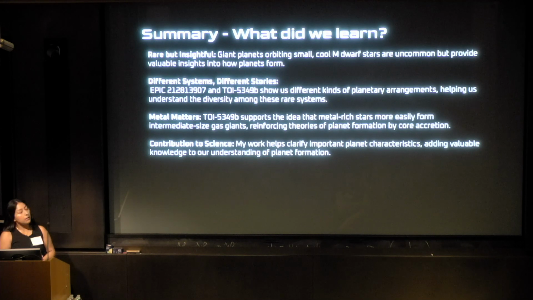So what did we learn? Giant planets orbiting small stars like M dwarfs are rare, but they teach us a lot. Systems like EPIC 212 and TOI 5349b showcase different planet arrangements. And high star metallicity seems important for forming these intermediate-sized failed Jupiters. I think my research contributes to precisely measuring these planets and understanding their formation.